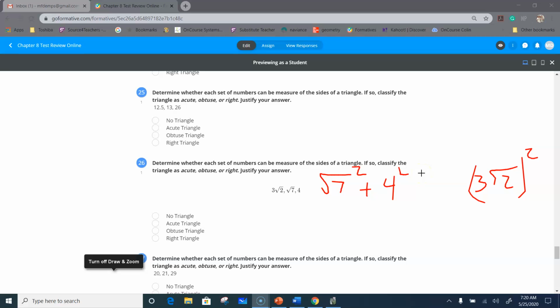When I square the square root of 7, I just get 7. When I square 4, I get 16. So 7 plus 16 is 23. Let's compare that to 3 square root of 2 squared. 3 squared is 9, and root 2 squared is just 2, so this is 18. Or if you need to, you can lean on your calculator for that. Either way, I find that 23, the sum for the two smaller sides, is bigger than the third side. This is where we have an acute triangle.